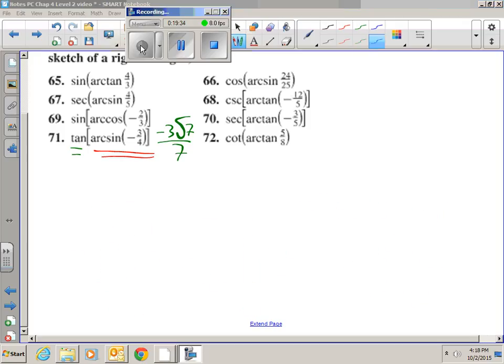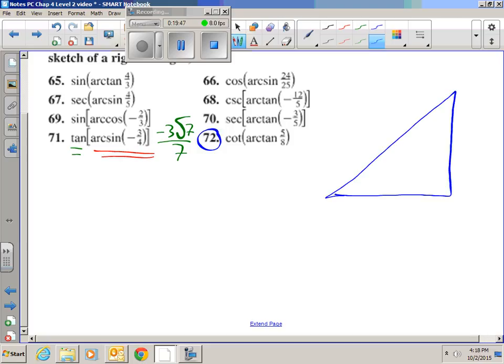Looking at the last one here, number 72. I'm taking the cotan of the arctan of 5/8. Arctan of a positive is going to take me to the first quadrant. So again, I'm going to draw my first quadrant triangle. I know the tangent of this angle is 5/8. So here's my angle. Here is my ratio, 5/8.